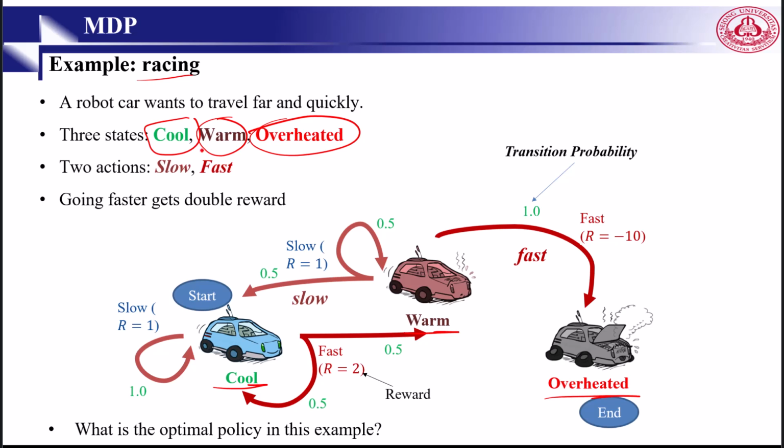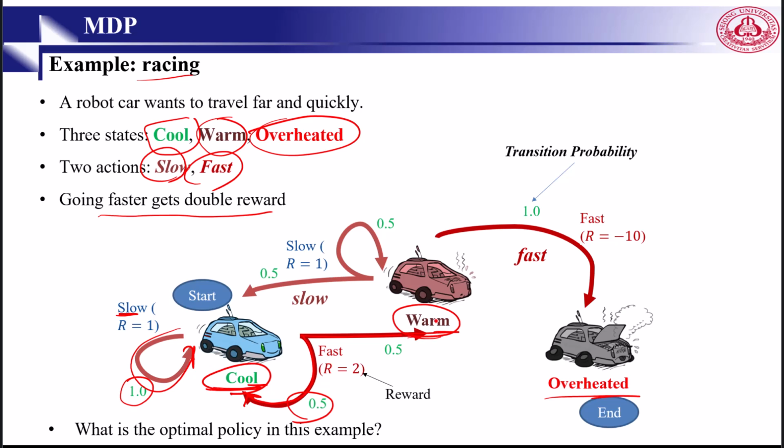Then we have two actions. The car can drive slow or fast, right? But if it goes faster, it gets double rewards. But how fast can it go? Because there is a problem of overheating. If it's in the start state and it goes slow, with a probability of 100%, it will remain in the same state, which is cool. If it drives fast, with a probability of 50%, it goes to the warm state. However, there is still a probability of 50% to stay in the cool state.